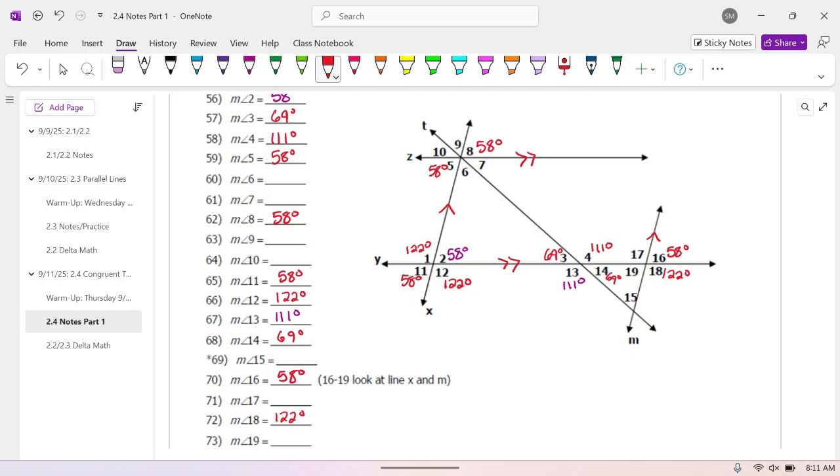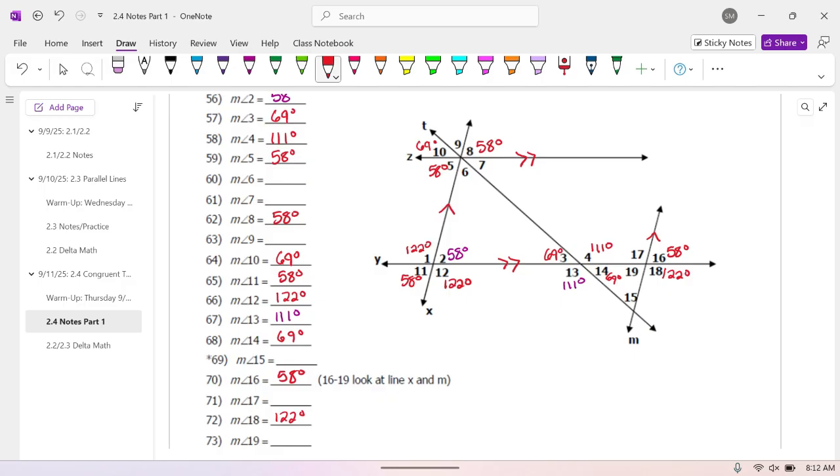All right, someone else. Right, 10 is 69. Okay, so 10's not quite corresponding to 3. Oh, wait, yes. Yeah, it is. I'm crazy. Okay. Yeah, it's corresponding. You're right. Second guess myself there. Yeah, so 10 is 69 degrees because it is corresponding to 3.